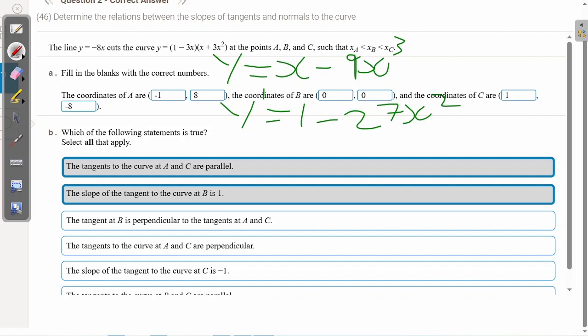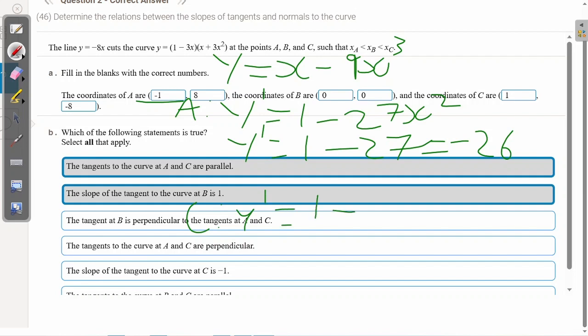Now to find the slope at A, you substitute negative 1. So y prime is going to be equal to 1 minus 27 times 1, because negative 1 squared is 1. So 1 minus 27 is equal to negative 26. This is for A. For C, you do y prime is equal to 1 minus 27 times 1 squared, which is the same thing. 1 minus 27 equals negative 26. They're equal, so we can say that they are parallel, so it's correct.